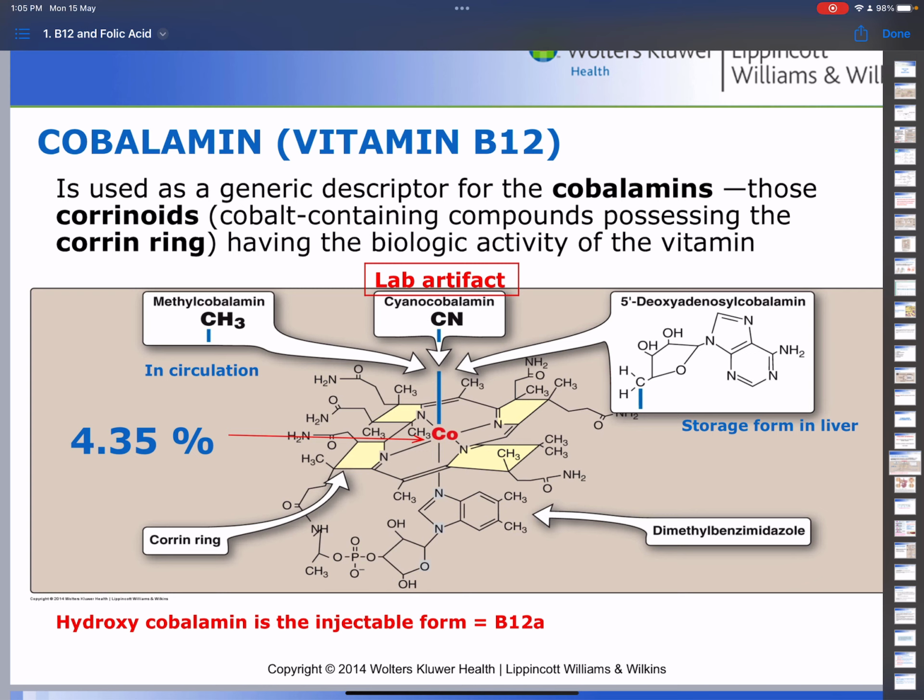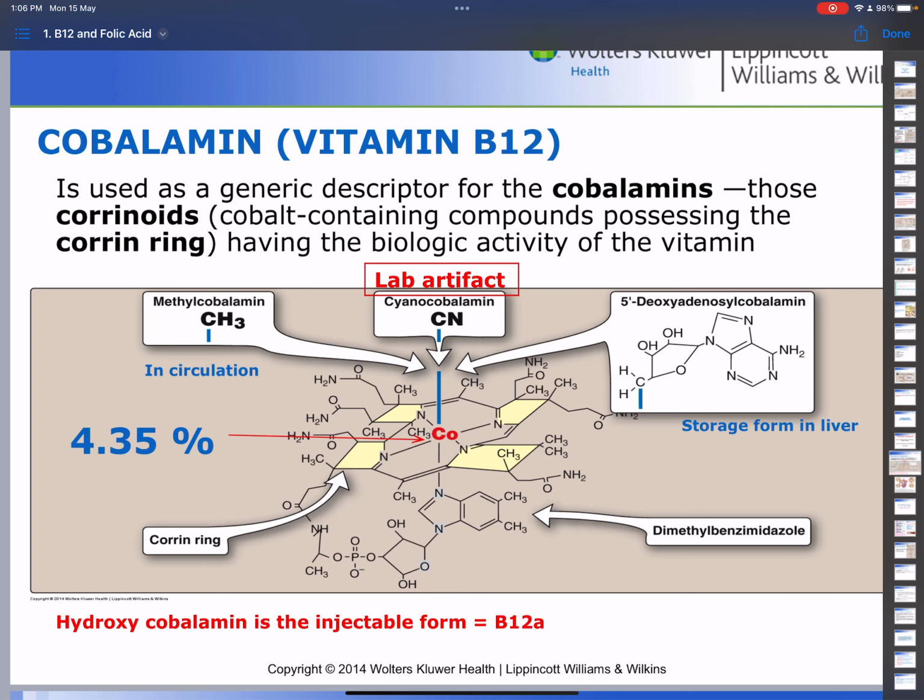What we found in our research, something interesting, and this paper hasn't been published yet: the cyanide that was present in the body can replace either the adenosine, deoxyadenosine, or methyl to bind B12. So in terms of competition, if you have cyanide in the blood, it will bind the cobalamin to form what's called cyanocobalamin.